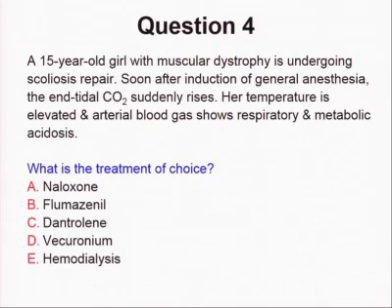All right, changing gears a little bit. A 15-year-old girl with muscular dystrophy is undergoing scoliosis repair. Soon after induction of general anesthesia, the end tidal CO2 suddenly rises. Her temperature is elevated and arterial blood gas shows respiratory and metabolic acidosis. What is the treatment of choice? Naloxone, flumazenil, dantrolene, vecuronium, hemodialysis.